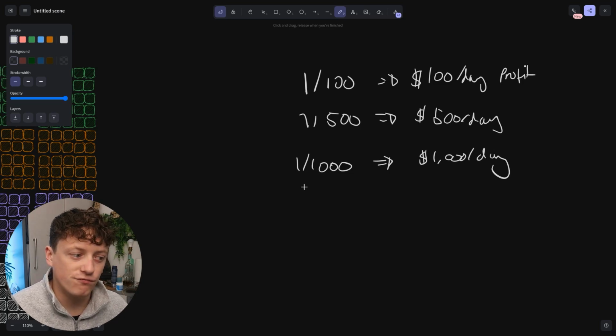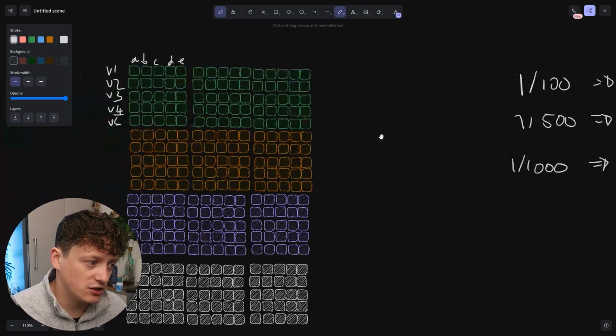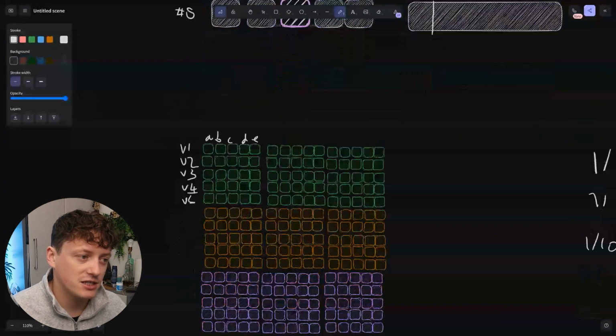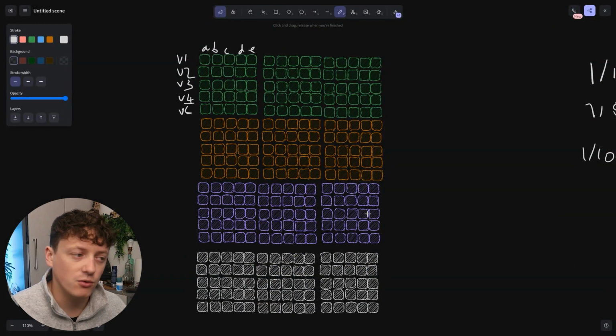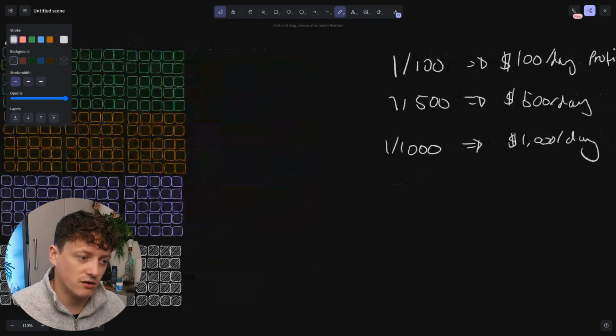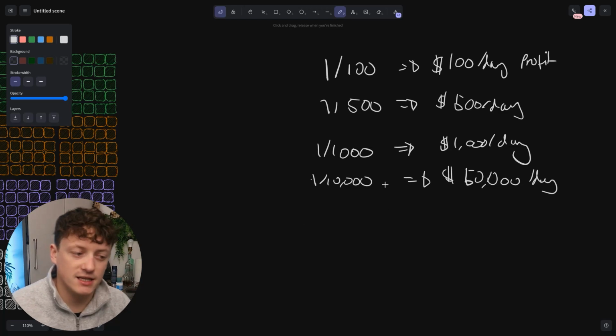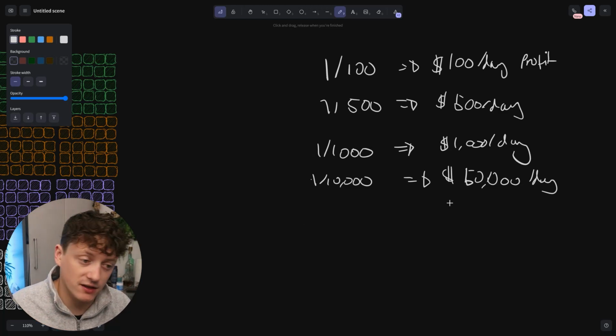A much rarer chance of finding an ad, and the only way to find that ad is to test 1,000 ads. And the easiest way to find that ad out of those 1,000 ads is to use this system here, where we're actually testing multiple different angles. So we're systematically working our way through trying to find the winning combination of ads. And this pattern continues, right? A 1 in 10,000 ad is going to be roughly more like $50,000 per day, right?